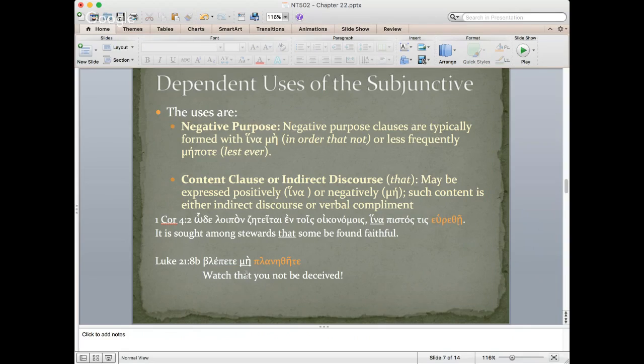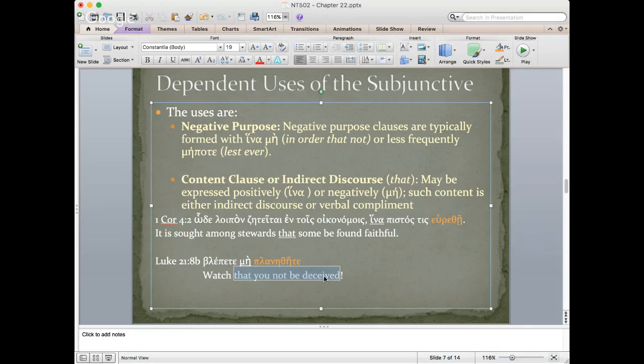And that is namely, what is it you're being wary of, that you not be deceived. So let me make sure I've got this clear in my head. When you see the mē or the hina, is that going to give you an idea as to whether it's going to be negative purpose or content clause? So negative purpose is going to be hina mē.